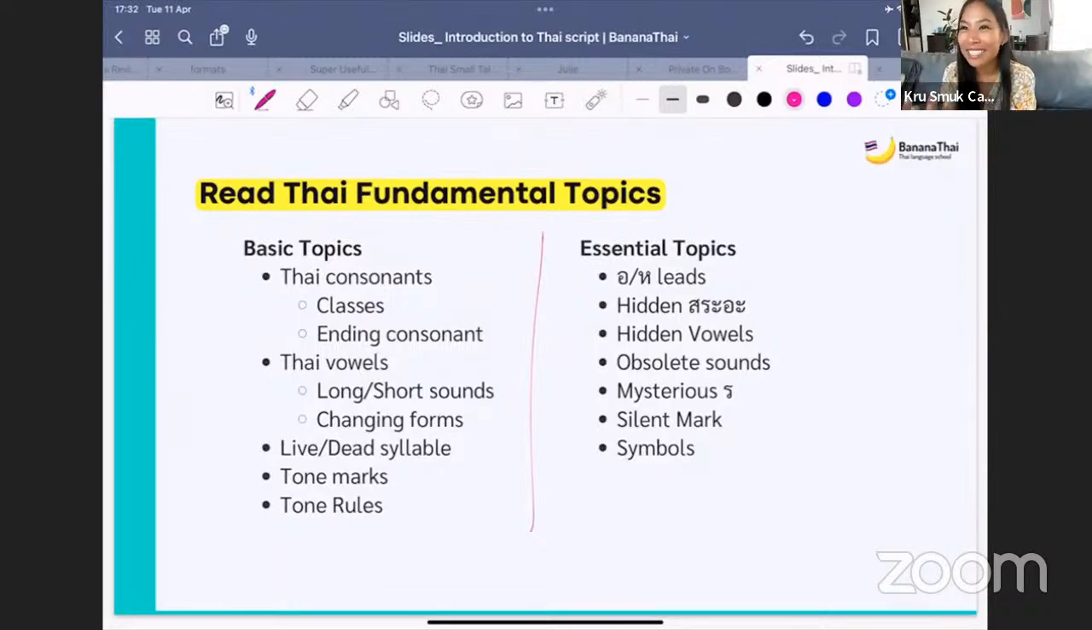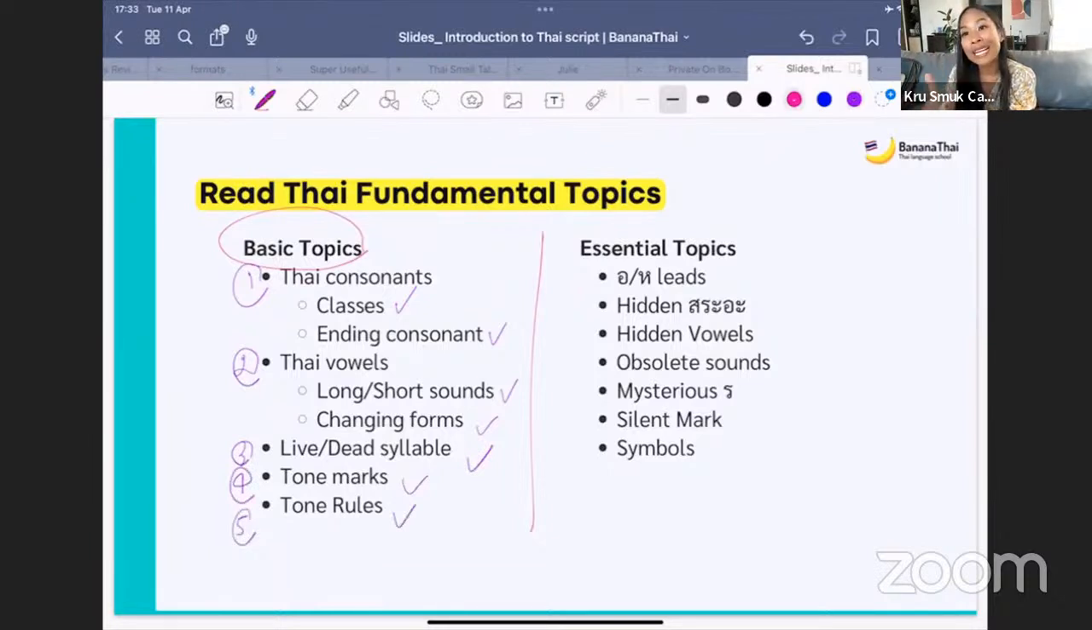You will be able to read slowly. Fluency is easy practice, but this is the fundamental topic. First one, basic topics. Basic topics are the topics that make you able to read a basic word. So start from consonants, as I mentioned: consonant classes, ending consonants. Second one, vowels: short vowel, long vowel, changing form of the vowel, the position of the vowel. Third one, life or death syllable. Fourth one, tone mark. And fifth one, tone rule.